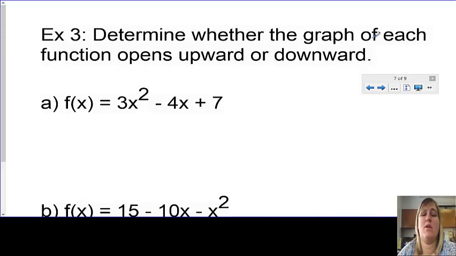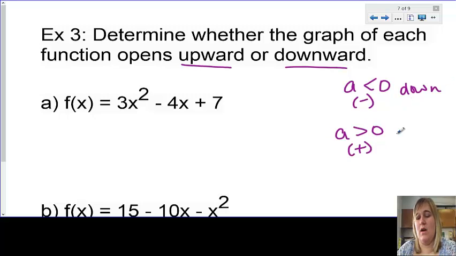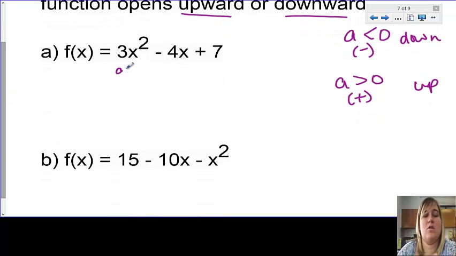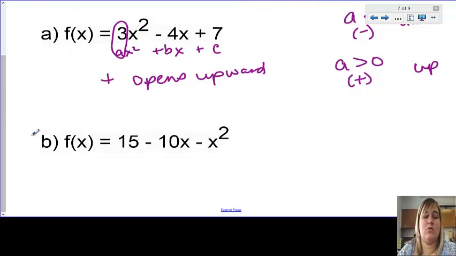So on this one, it wants us to determine whether each graph opens upward or downward. And all we have to look at is a. Because if a is less than 0, or if it's negative, it's going to be down. And if a is greater than 0, which would be positive, it opens up. Okay? So, looking at this, I know it's always in the form of ax squared plus bx plus c. I'm looking at a. In the place of a is this 3. 3 is a positive, which means it opens up. We'll say upward.